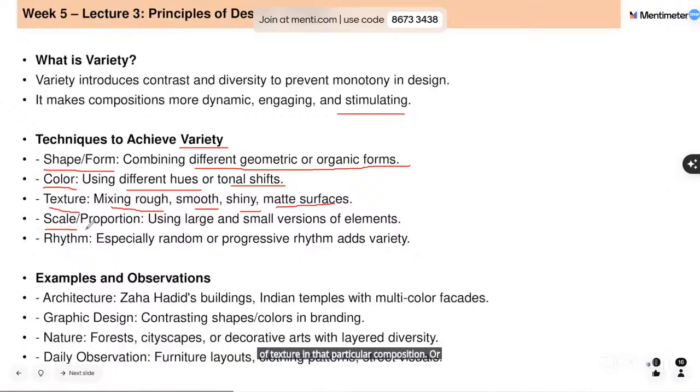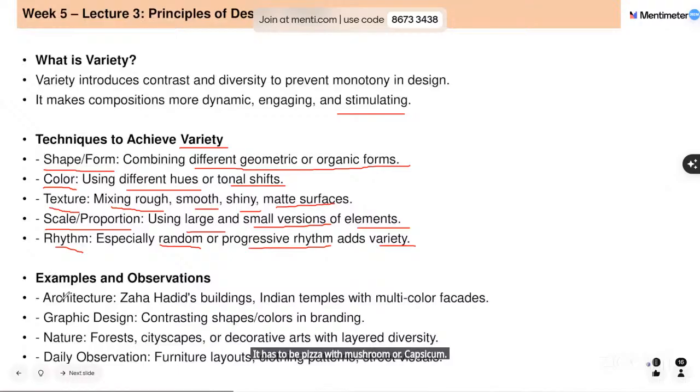Or we can have scale and proportion, that is using large and small versions of the same element. Then rhythm, especially random or progressive rhythms, can add variety. But in all this, it also has to be cohesive. Remember that. It can't be like a visual jerk. It can't be like having pizza with sambar. It has to be pizza with mushroom or capsicum.